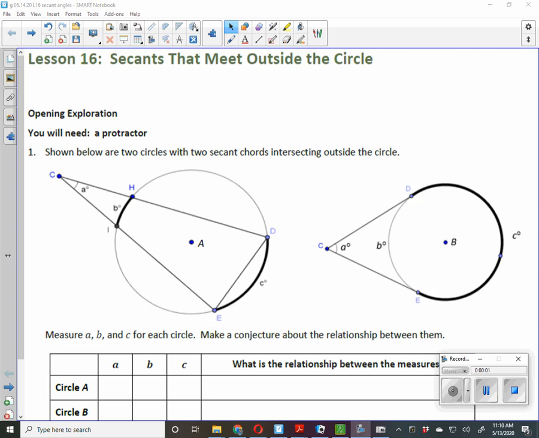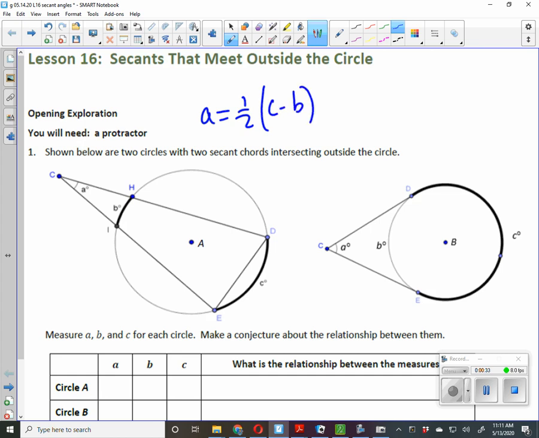Okay, secant angles. We're looking at two types of angles today, and you're going to notice that the first one here represents two secants that intersect a circle, and they're intersecting two different arcs. Okay, that's going to be important. We're going to ultimately introduce this equation that says this angle outside A is equal to 1/2 the difference of C minus B.